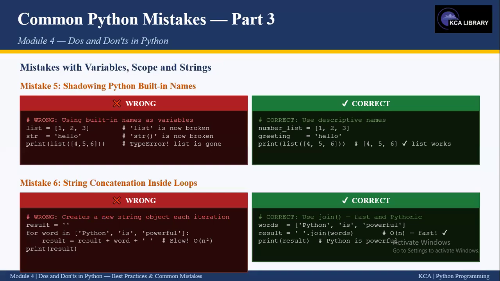Mistakes with variables, scope, and strings. Mistake 5, shadowing Python built-in names. This is the wrong one, using built-in names as variables, and the correct one is using descriptive names. Mistake 6, string concatenation inside loops. That is not how you should do it. The correct one is using join. So this is how you can do it.